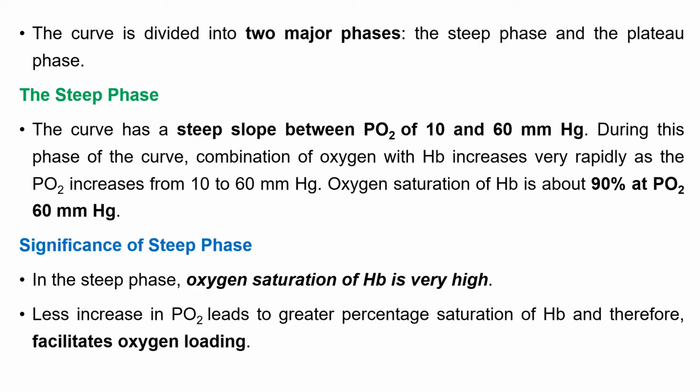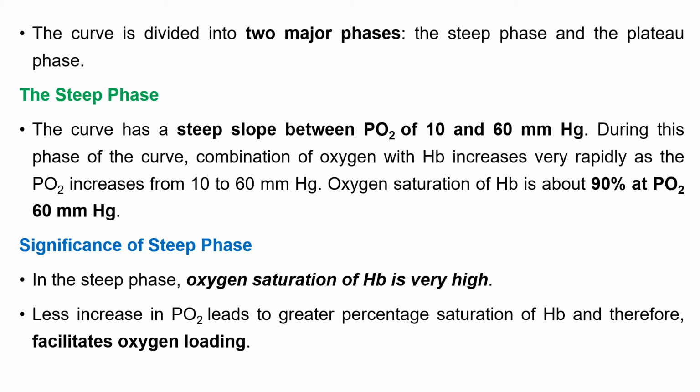The curve is divided into two major phases, the steep phase and the plateau phase. What is this steep phase and the plateau phase? The curve has a steep slope between partial pressure of 10 to 60 mmHg. During this phase of the curve, combination of oxygen with hemoglobin increases very rapidly as the PO2 increases from 10 to 60 mmHg. Oxygen saturation of hemoglobin is about 90% at PO2 of 60 mmHg.